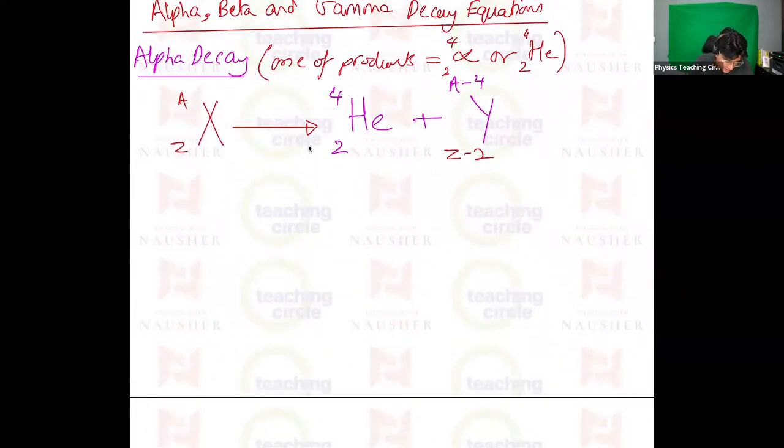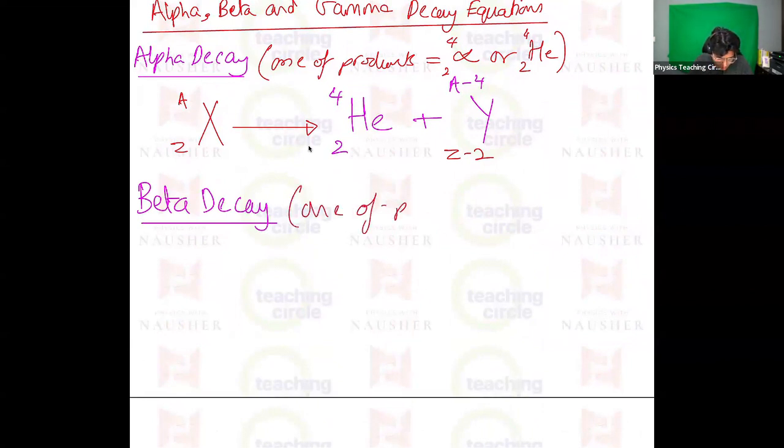All right. The next decay is beta decay. Now, again, I'm going to ask you the same question. When it says beta decay, what does that mean? What is one of the products? It's going to be a beta particle. और beta particle को लिखने के how many ways do you have? 1 or 2? हर particle को लिखने के कितने तरीके होते हैं?